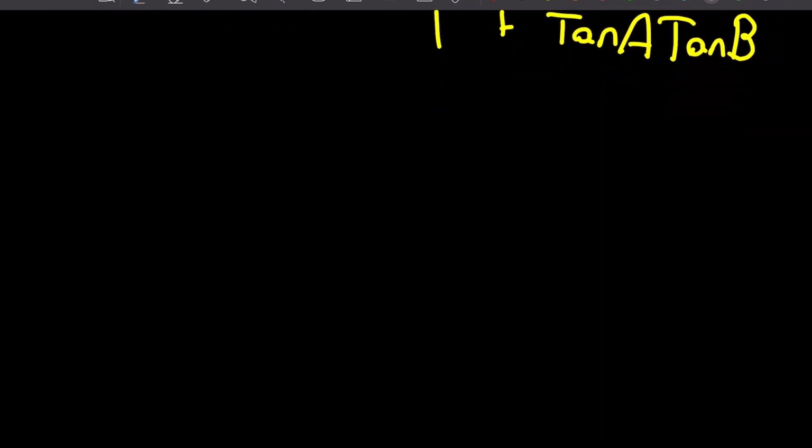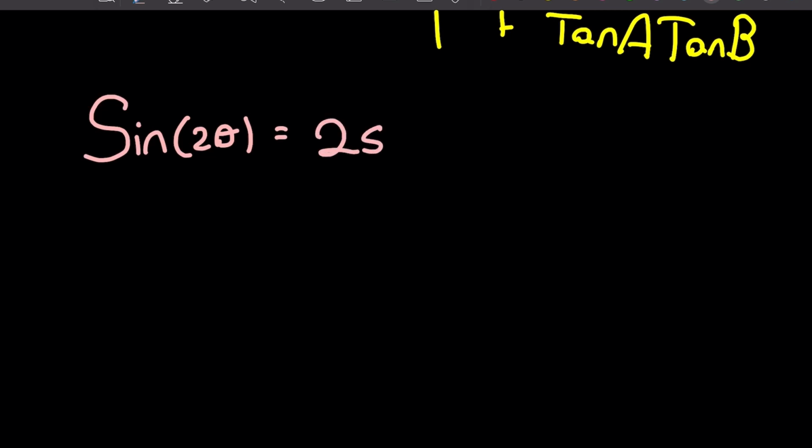So let's say we had sine of 2 theta. Well, the double angle formula for this is just equal to 2 sine theta cos theta. Now this is something you need to memorize. Just try to remember this. Sine 2 theta is equal to 2 sine theta cos theta.